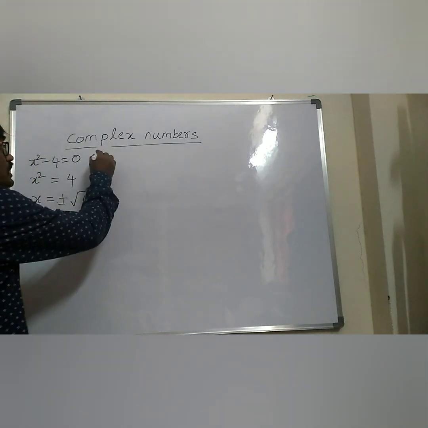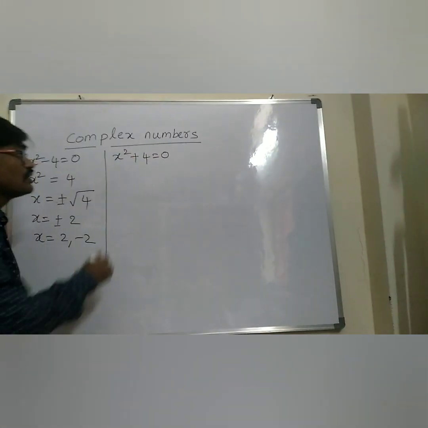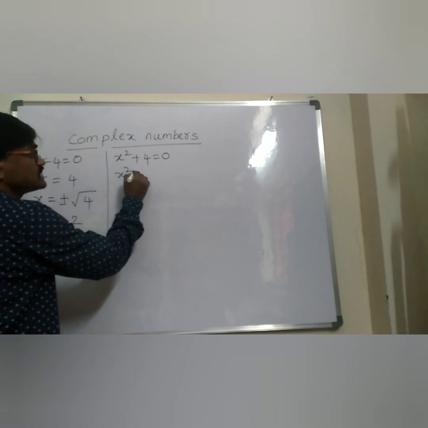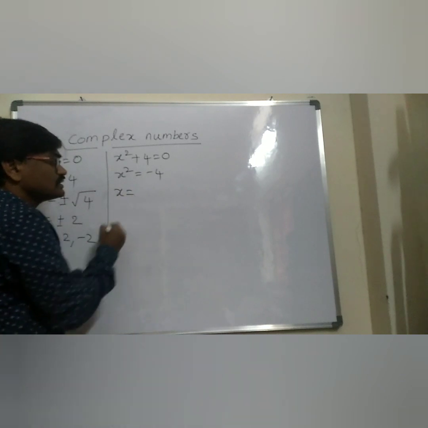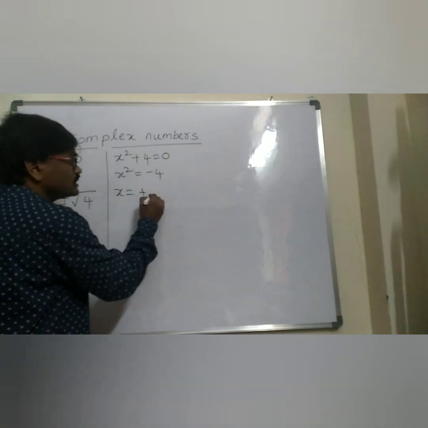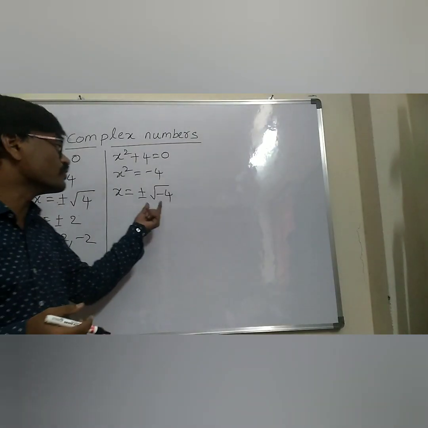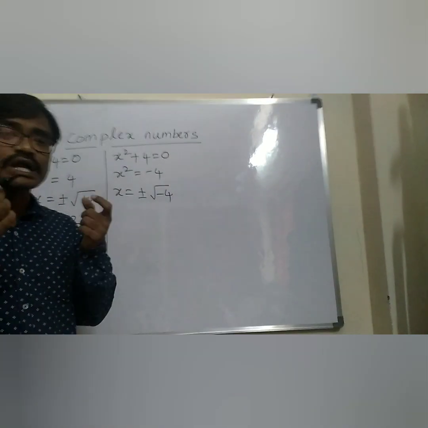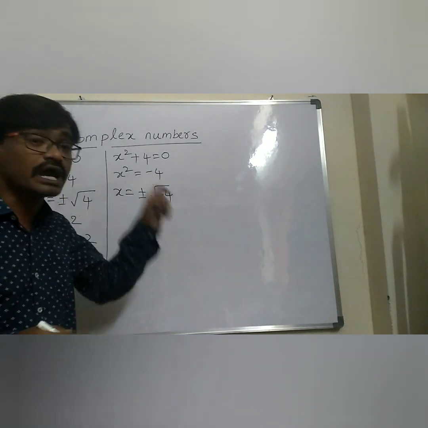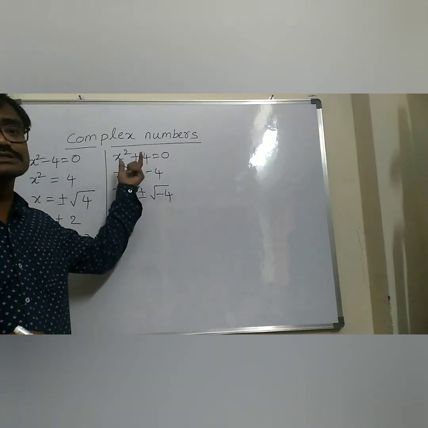Now let us see what happens on solving the equation x square plus 4 is equal to 0. First move the plus 4 to the right side, you will get x square is equal to minus 4. Now x is equal to plus or minus square root of minus 4. Students, what about the square root of minus 4? We can't find the square root of a negative number. That's why here we have a difficulty, which means we have a problem in solving this equation.